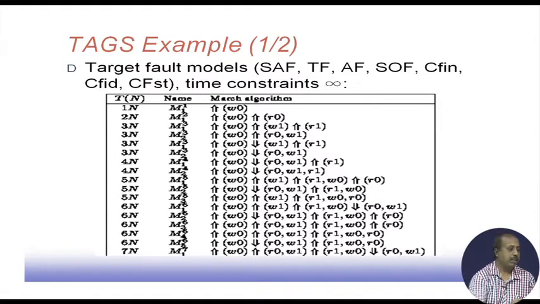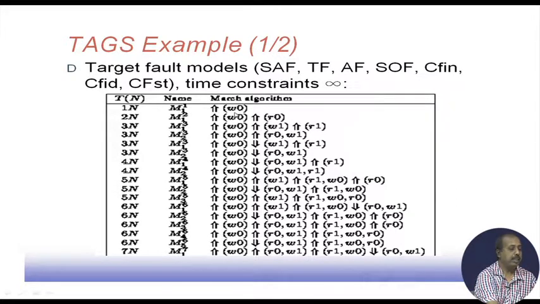So, this is an example. Say we have started with a single write operation, write 0. This is a March test whose length is 1n. So, you have a number of memory operations. If there is an n-bit memory, then we are doing n memory operations. So, this has got one template of write operation.